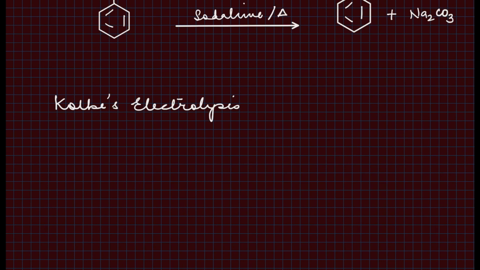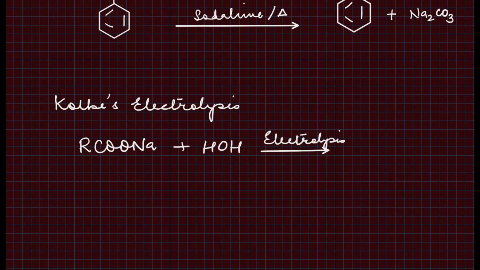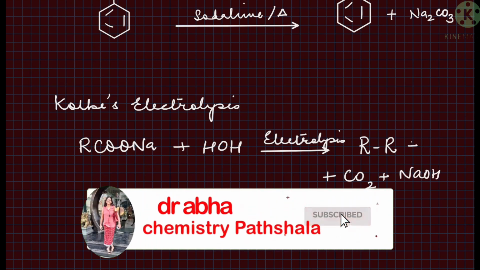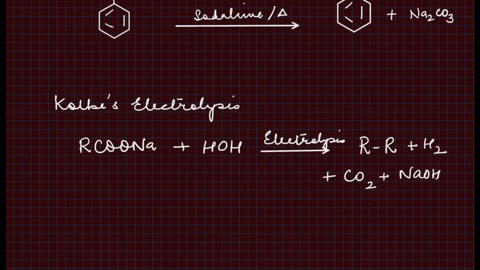It is quite similar to decarboxylation. The only thing what we do is we take the salt of the acid, and in water, when we electrolyze it, we get alkane, CO2, NaOH and hydrogen. Here, whatever is the starting alkyl group after this CO2, that gets repeated to give you an even number carbon atom alkane.